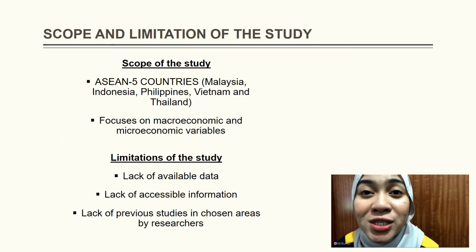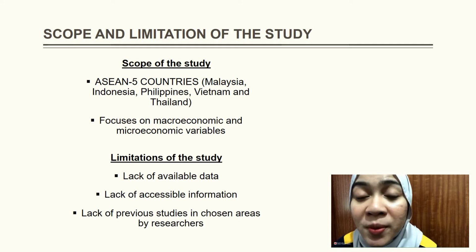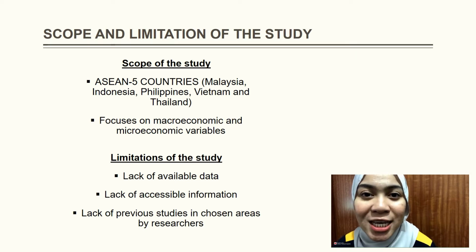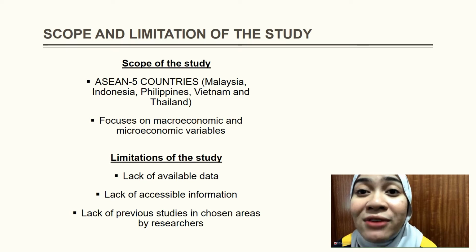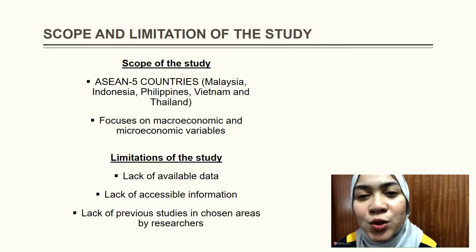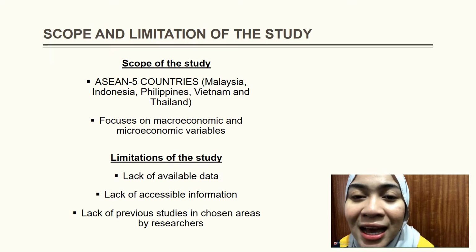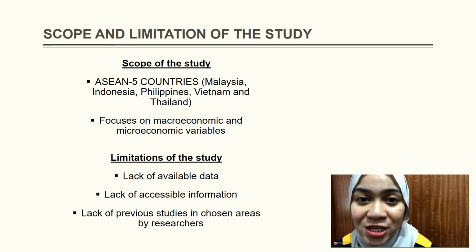Next, we move on to the scope of the studies. The scope of this research is the 5 Asian countries. Other than that, this research also focuses on macroeconomic variables, which are inflation, economic growth, and foreign direct investment, while the microeconomic variables consist of wages and population. Both of these two categories of variables can affect the unemployment rate in Asian countries, with either a positive or negative relationship.